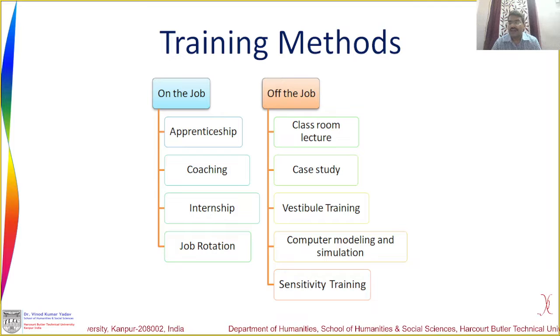Say for example, a fitter working as an apprentice, or doing apprenticeship, gets real time exposure. One example which I come across is very common in our HBTU itself. When you go to visit the library, you see there are so many library apprentices. The students are doing library apprenticeship, usually of 1 year, and some nominal amount is also paid to them.